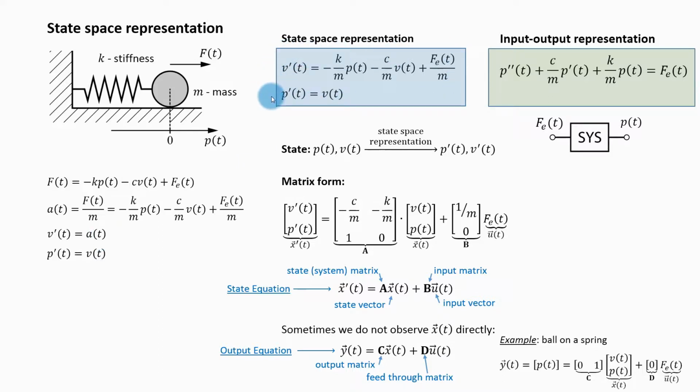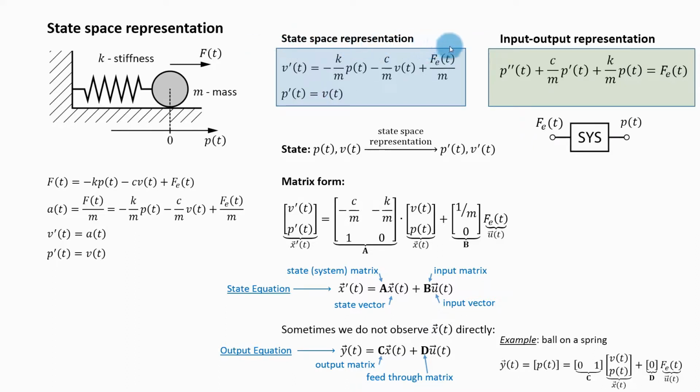From here, we proceeded to substitute this equation into this one, which gave us this second-order differential equation, which we then used to find the function p of t that described the position of the ball in time. So we already had these equations. What we will learn in this lecture is that this second-order differential equation we call the input-output representation, and this system of first-order differential equations we call the state space representation.